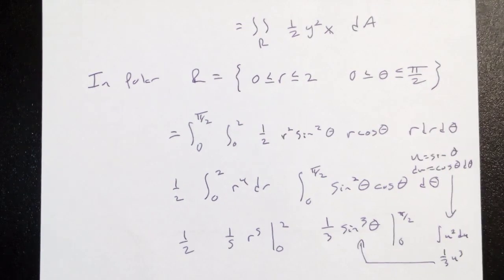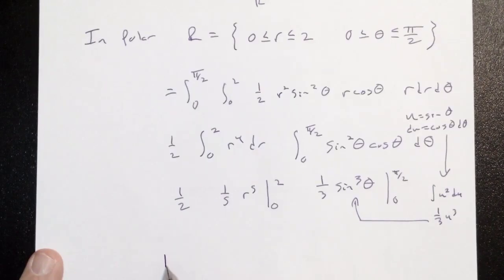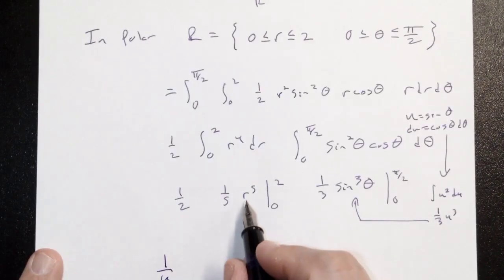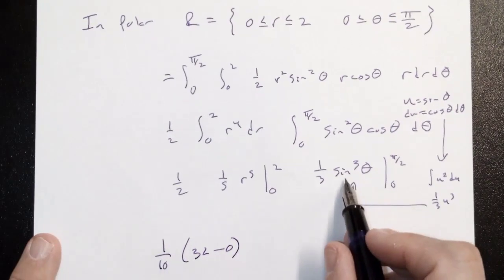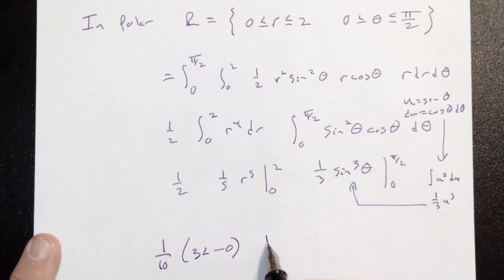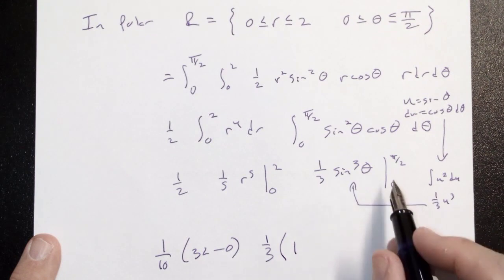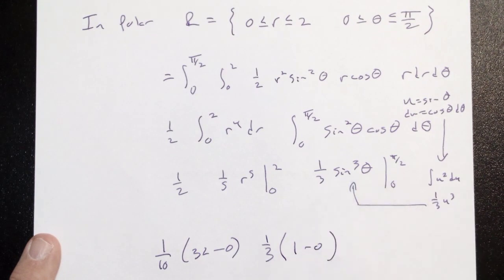We've done these substitutions so often, we can do them on the side. Okay, now I just have to plug in. I get 1/10, 2 to the 5th is 32, minus 0. Sine of pi over 2 is 1, cubed. 1 cubed is 1. Sine of 0 is 0. So I get 32 over 3.